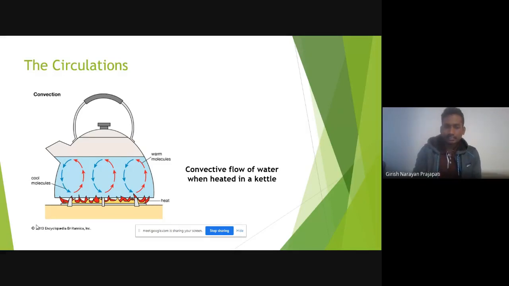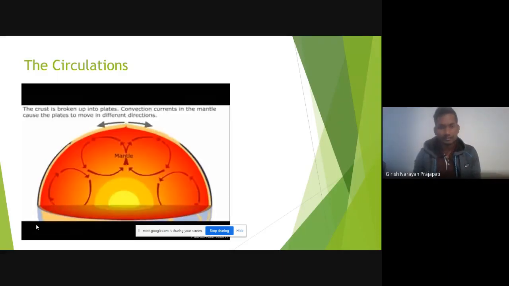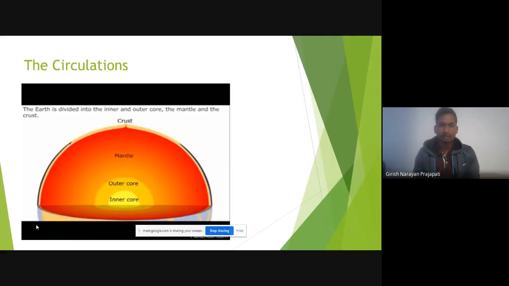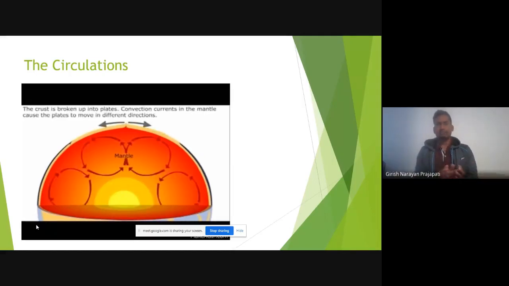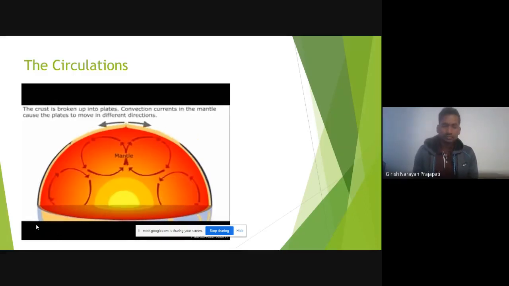Similarly, in Earth, this phenomena happens where the hot lava below the surface tries to go up and the cold surface tries to come down. In that case, our crust starts to move. It will start to separate, either in their own direction or going far away from each other. This is called the Earth circulation, and it tends to move the Earth's surface in different directions. It can move towards each other or far away from each other.